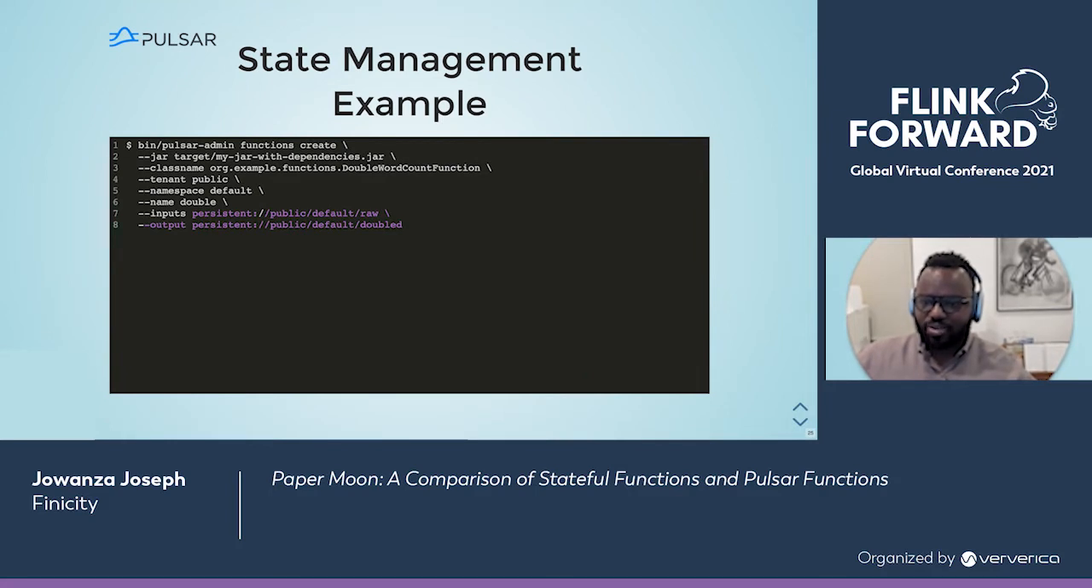And the way that you deploy these functions, I think, is important. So we package up our jar. We use the Pulsar admin API to create a new function. We say which class we want to use, in this case, double word count function. We select the tenant because Pulsar is multi-tenanted. We select the namespace. We give our function a name, and then we say what inputs we have. In this case, we're just using a topic that's called raw, and then we have an output that's a topic that's called double. And so that's the extent of what it takes to create a Pulsar function.